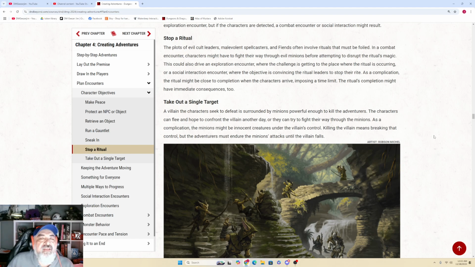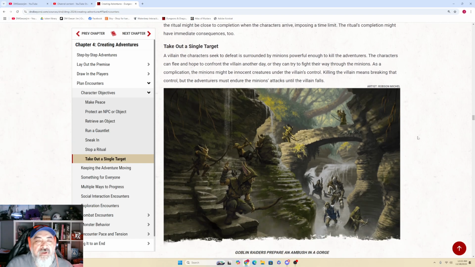This can also drive an exploration encounter, where the challenge is getting to the place where the ritual is occurring, or a social interaction encounter where the objective is convincing the ritual leaders to stop their rite. As a complication, the ritual might be close to completion when the characters arrive, imposing a time limit. The ritual's completion might have immediate consequences too.